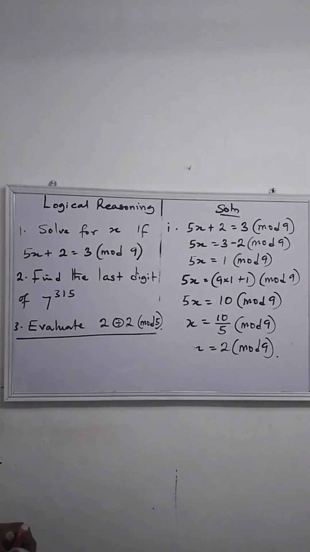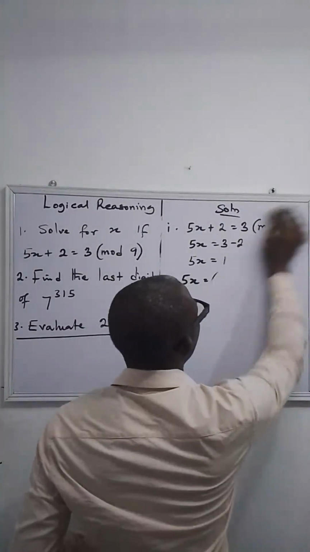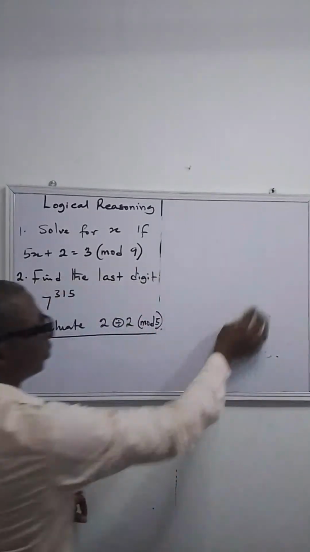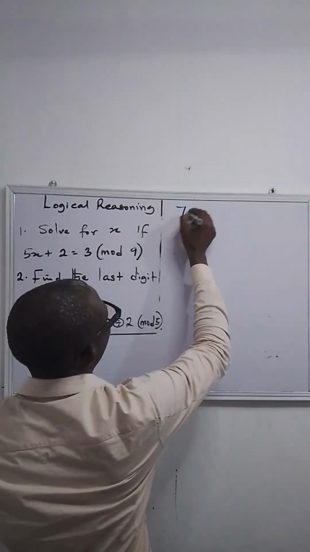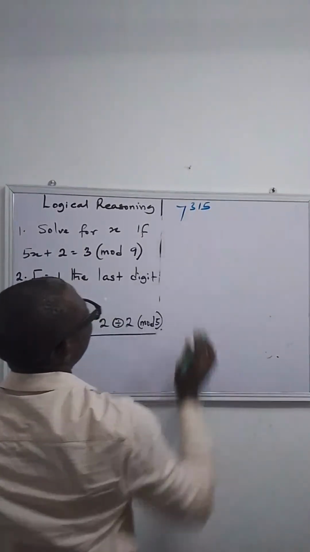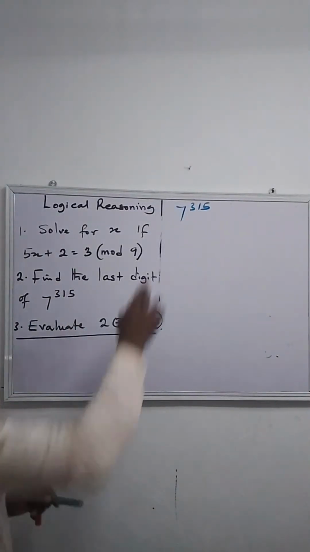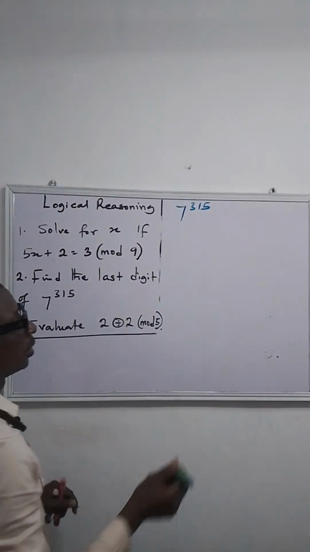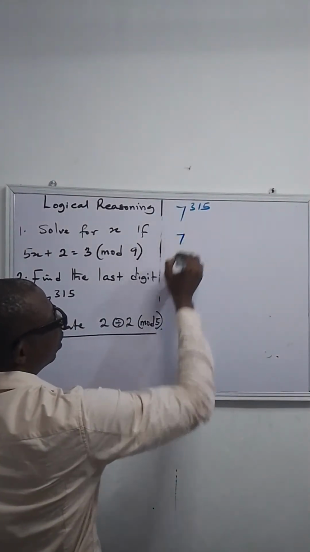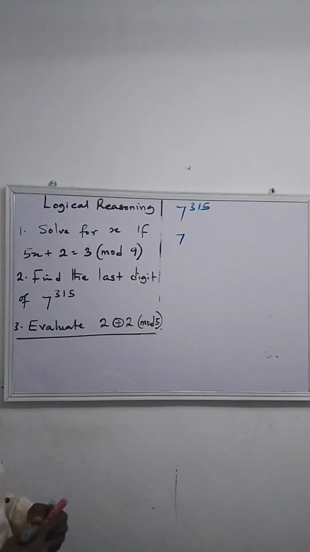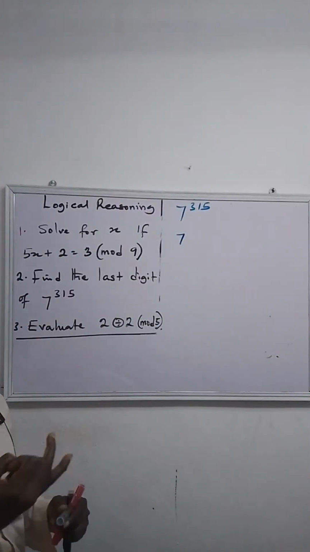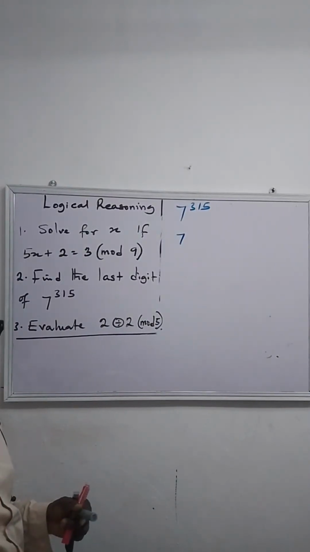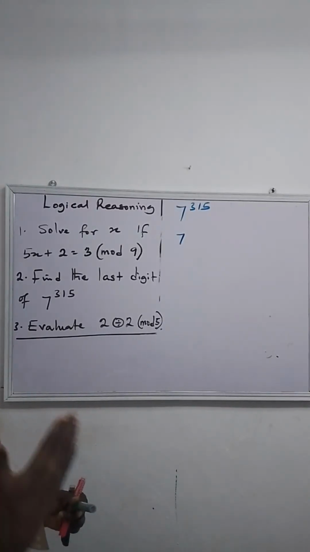Find the last digit of 7 raised to the power of 315. So how do you do this? We have 7 raised to the power of 315. Now to do this, you pay attention to the base. So now let's begin to look for the last digit of the number raised to the power of 1, the power of 2, the power of 3, and so on, so that we have the cycle of the last digits.